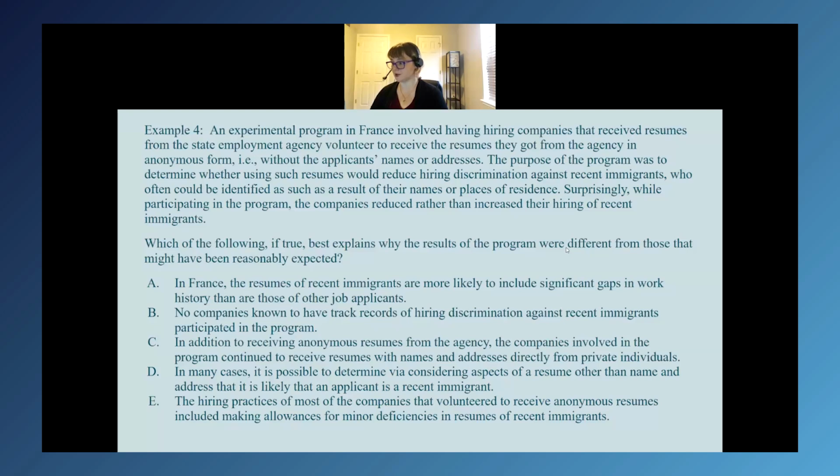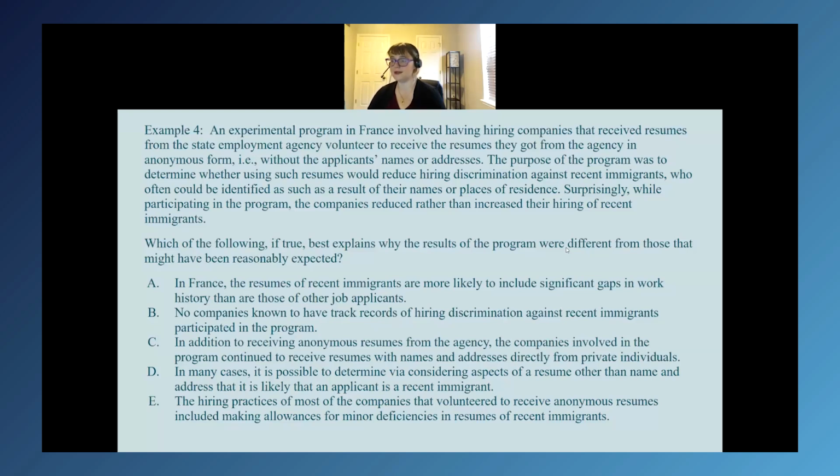D, in many cases, it is possible to determine via considering aspects of a resume other than name and address that it is likely that an applicant is a recent immigrant. These companies are signing up for this optional program, so they're probably not signing up and then still going out of their way to discriminate against immigrants. If they didn't want to, they could have just not signed up in the first place. It was optional. So that one doesn't really help.